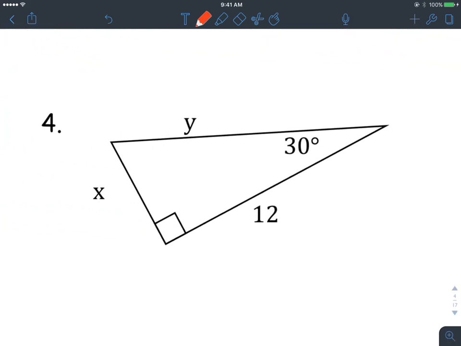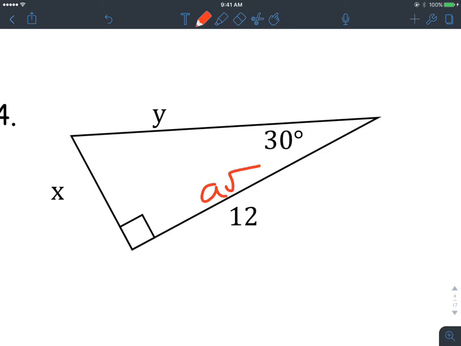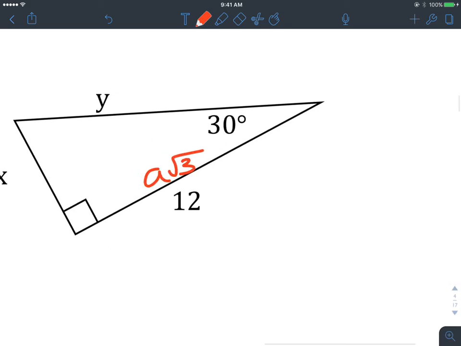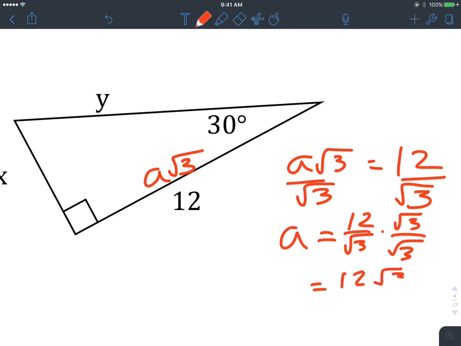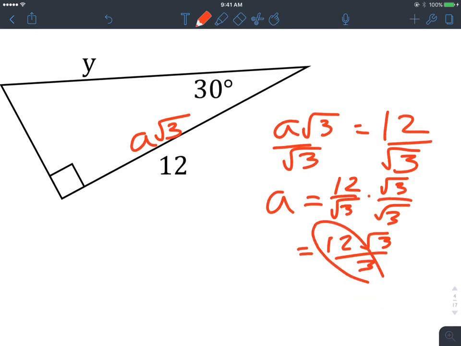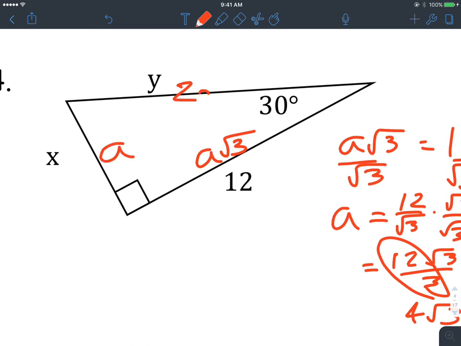Alright, last one here. This is one of the ones here where they give us the a root 3 side is 12. So we'll have to do a couple steps here. We'll need to divide both sides by square root of 3. And then we'll need to rationalize. So multiply top and bottom by square root of 3 over square root of 3. So that's 12 square root of 3 over regular 3. Reduce. That's 4 square root of 3. That is for your a side. So this side's 4 square root of 3. You need to double that, and you get 8 square root of 3 for your last.